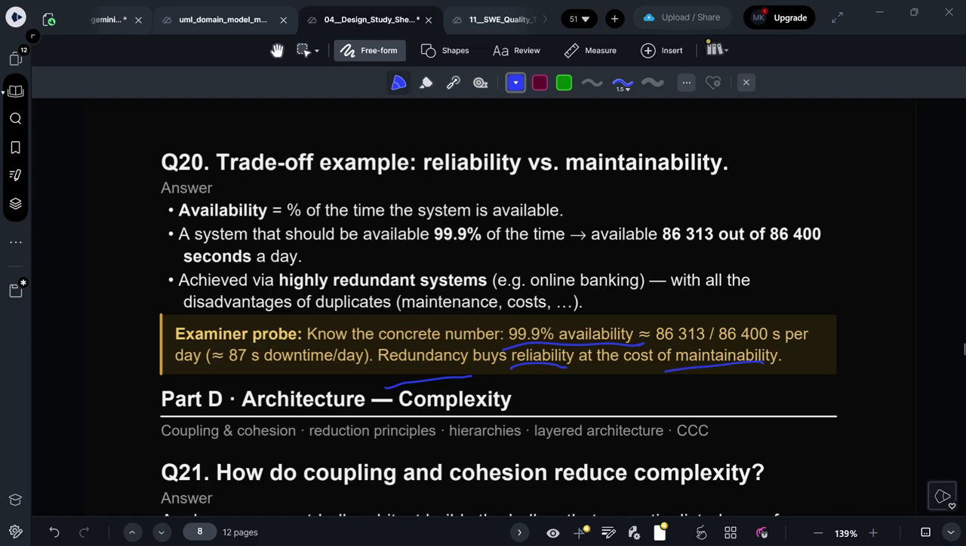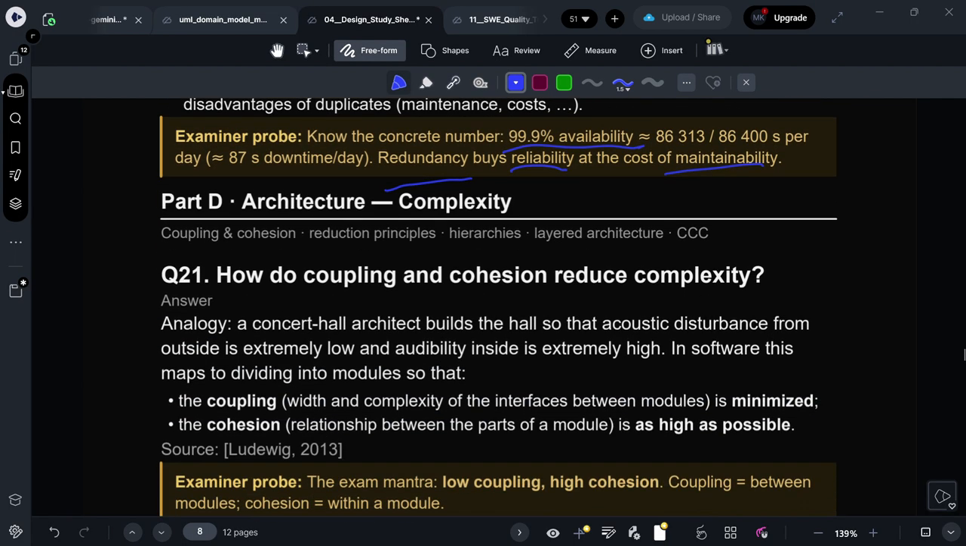So we have highly redundant systems, multiple servers. Basically, if one goes down, the other one is available. It's redundant. It's the same copy of the same thing and multiple backups, and that's why it's up all of the time. And when it's up all of the time, it buys us reliability, but that's the cost of maintenance. It's difficult to maintain.